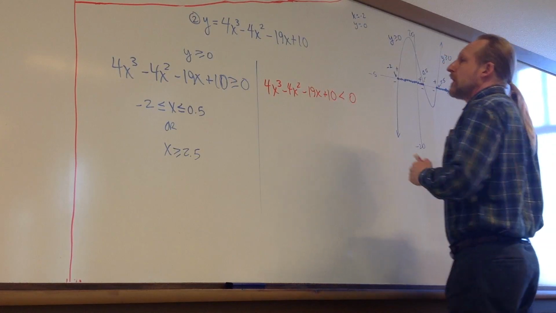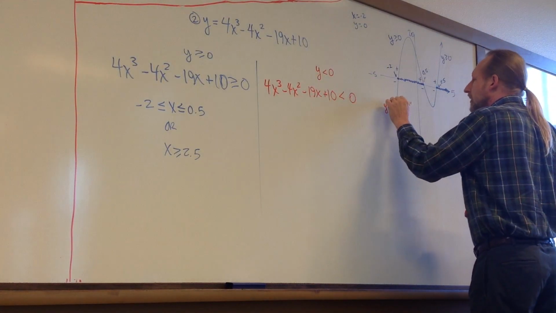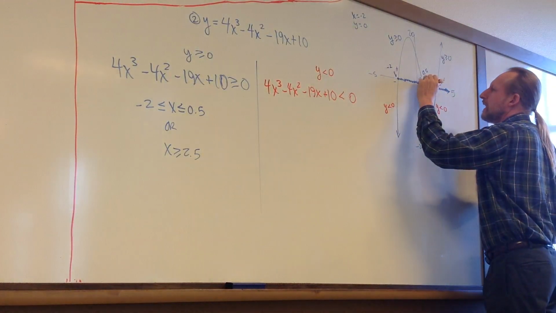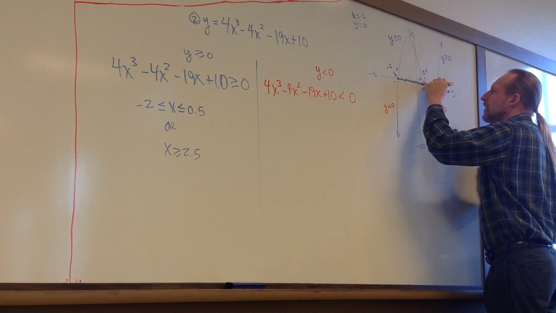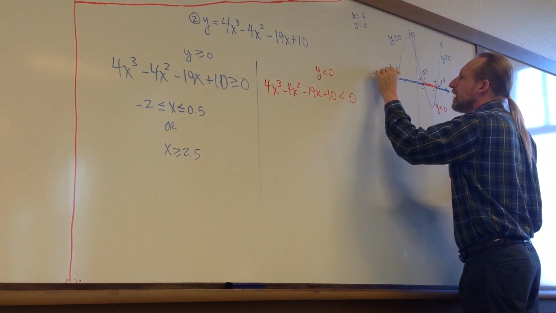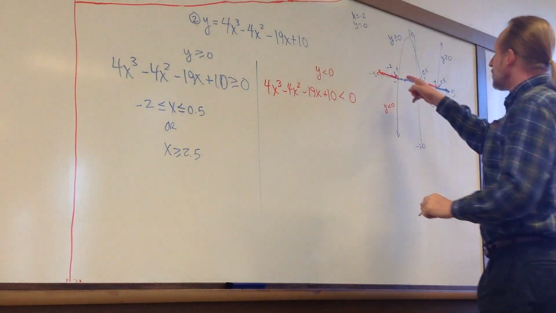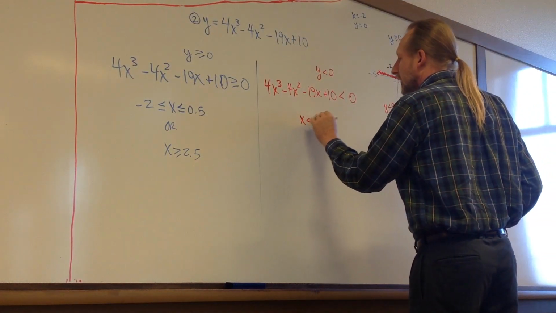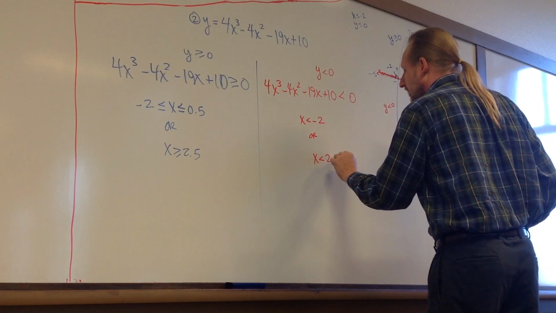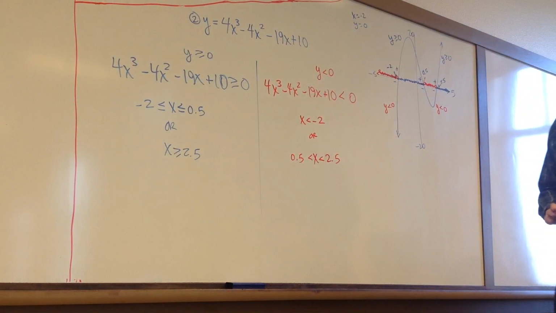And now we want to know where is y less than 0. So that's down here and also over here. So here's the x values that make y less than 0, and here are the other x values that make y less than 0. So our intervals will be x less than negative 2, or over here it's x less than 2.5 but greater than 1/2.